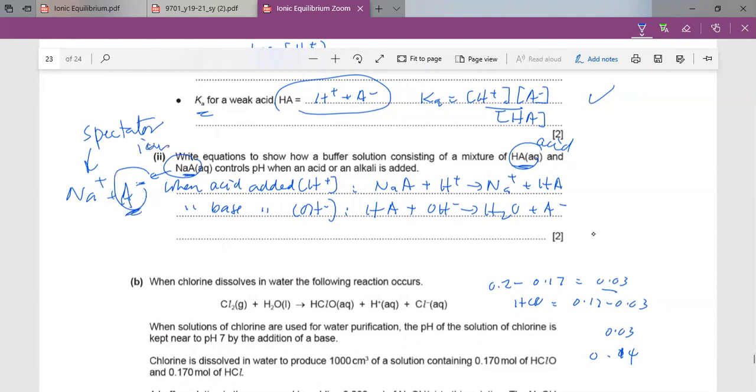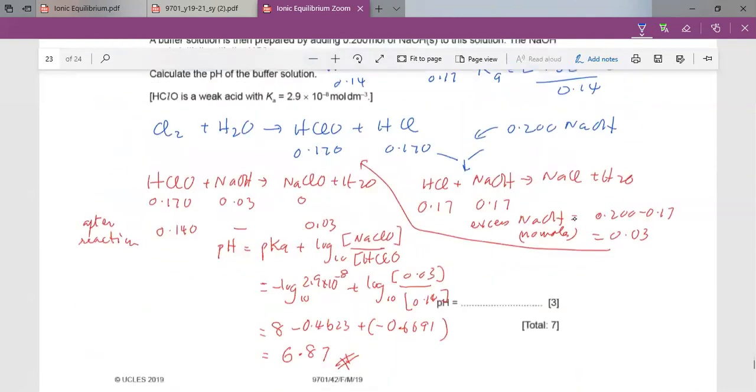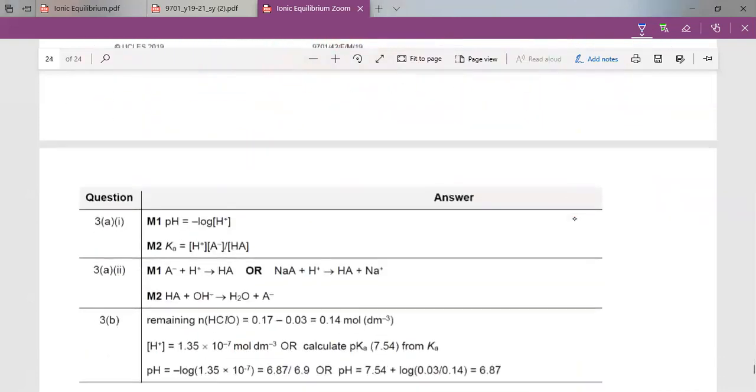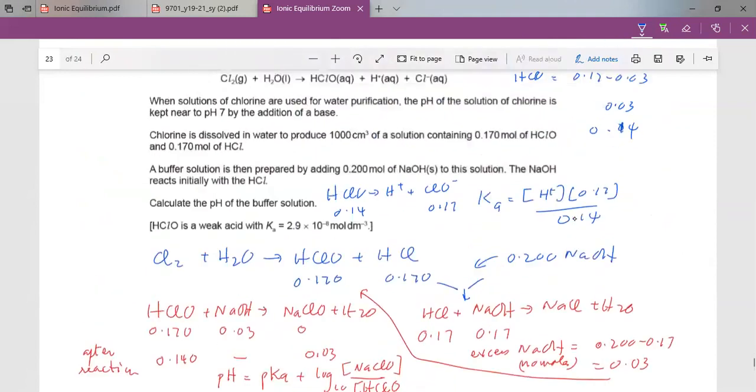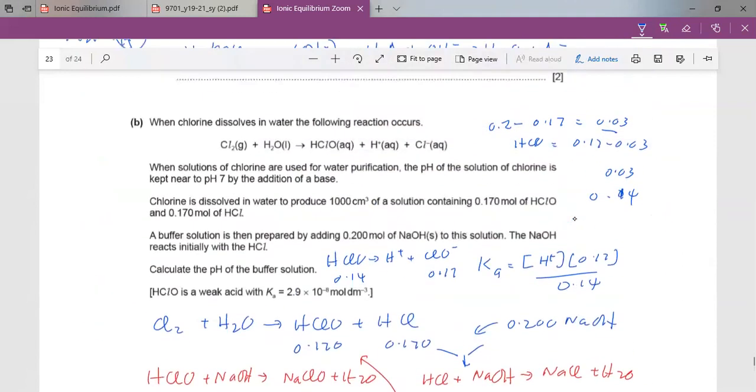So when acid is added, the A minus will act and give you HA, plus Na plus. OH minus with the H plus will give you this one here. Remember, this is in general terms. See, the HA is given out. So you see the marking scheme? You can put NaA or just A minus, also can. Here you must put the HA. General terms.